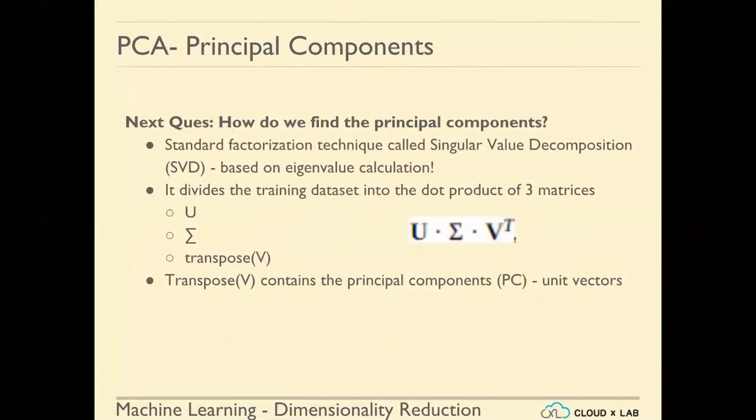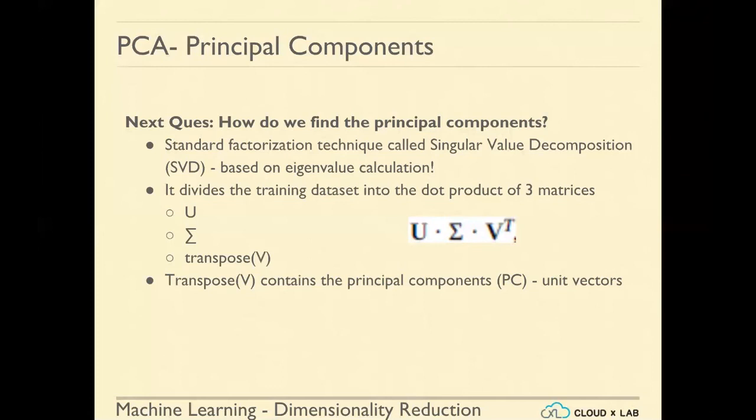There's a technique under the hood called singular value decomposition. Singular value decomposition is basically based on eigenvalue calculation. I'm not going to go into that. If you want to understand how it works, you can take a look at SVD. It divides the training set into the dot product of three matrices: U, sigma, and the transpose of V.